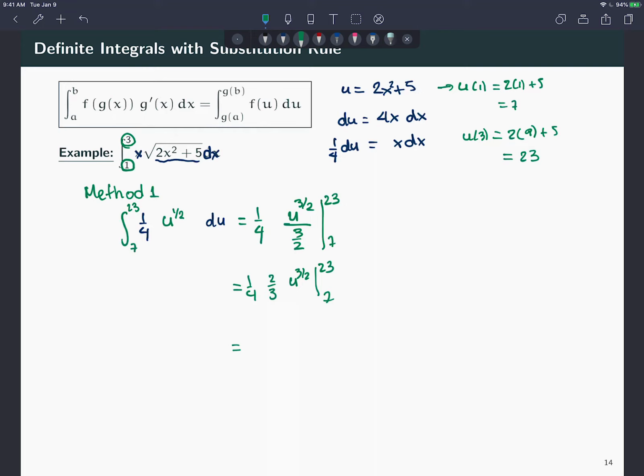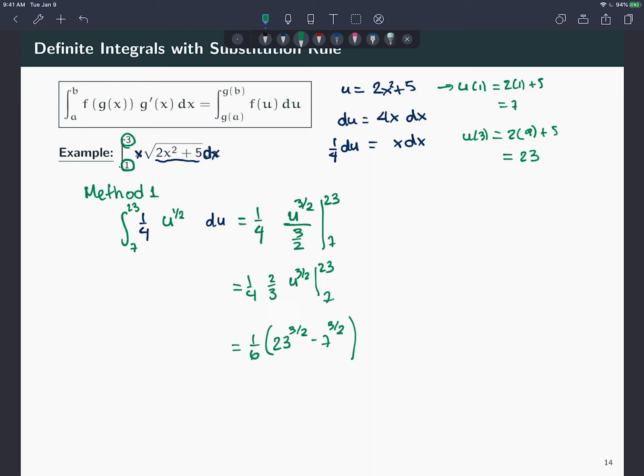So I can simplify this to 1/6, and I get 1/6 times the quantity 23 to the 3/2 minus 7 to the 3/2. Okay? That's my method 1.